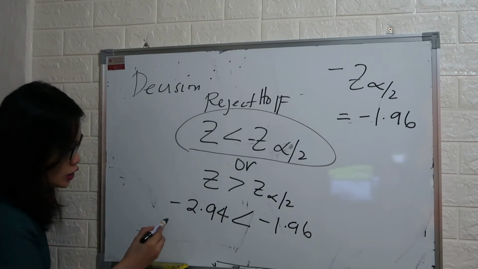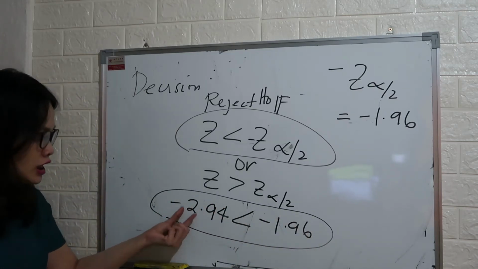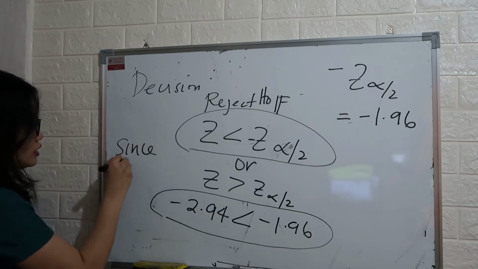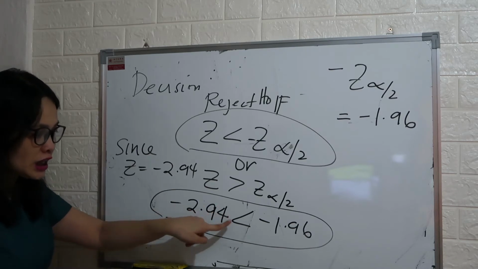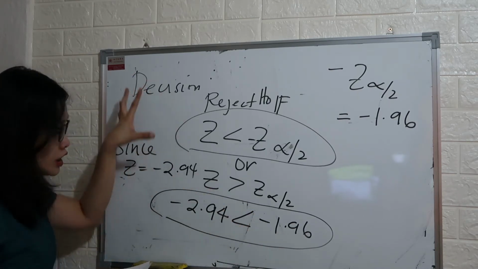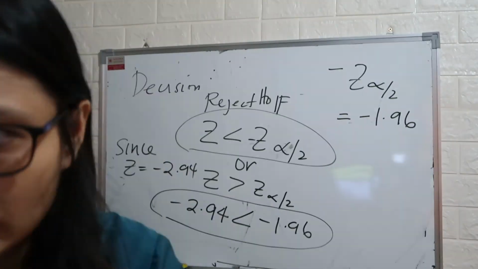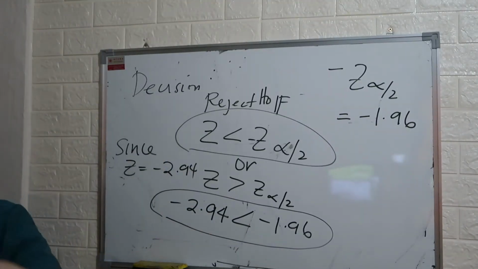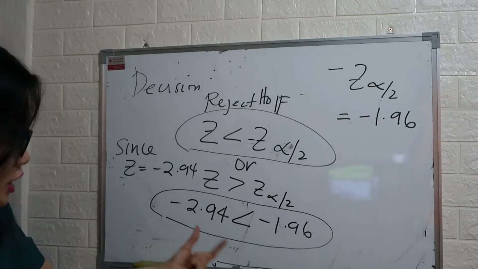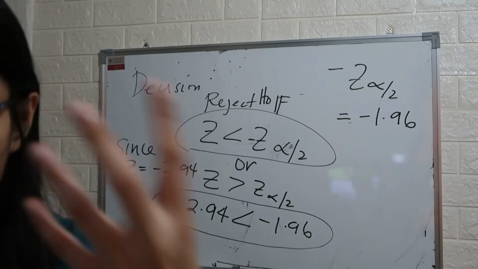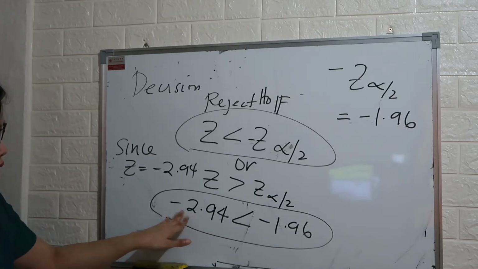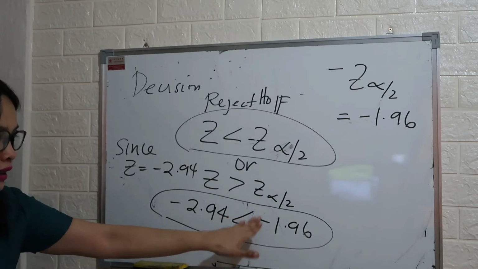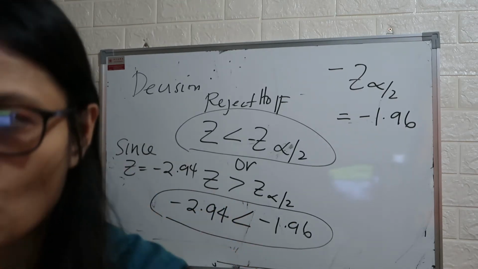Since your z value is negative 2.94, we can say that negative 2.94 is less than negative 1.96. So that will be your decision. Now, what will be your conclusion? What is our decision? Do we need to reject H0 or fail to reject? Try to examine: negative 2.94 is less than negative 1.96. Reject or fail to reject?